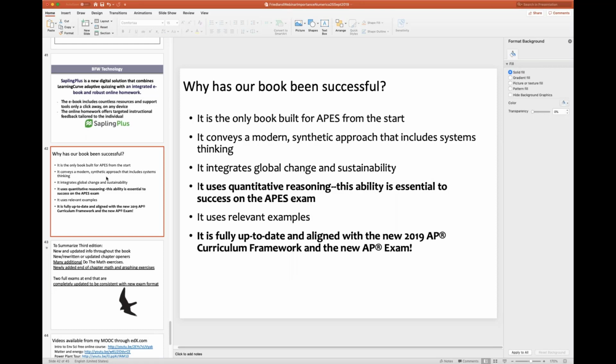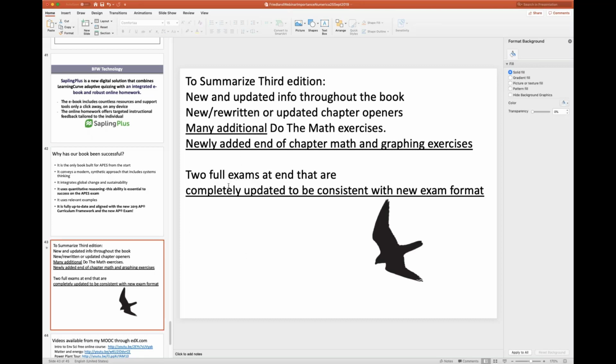When we ask people what it is about our book that you like so much, they come up with answers like this. They can tell that it was built from the ground up for AP Environmental Science. It has a modern synthetic approach. It integrates global change and sustainability. As we've talked about, it uses quantitative reasoning. It has relevant examples. And more recently, nobody's had a chance to say this one, but I threw this in: it's fully up to date and aligned with the new curriculum framework and the new AP exam. So I think you get the idea.